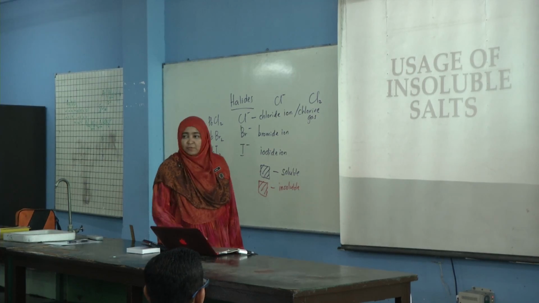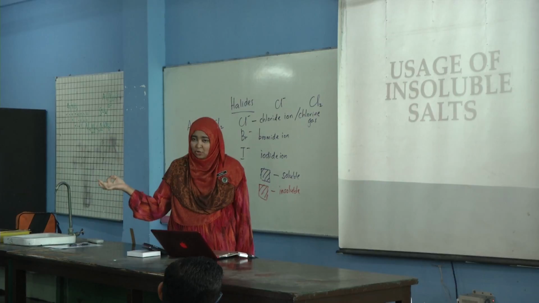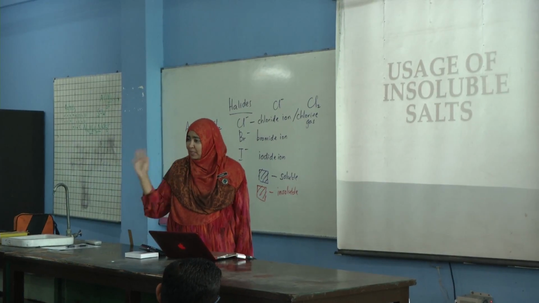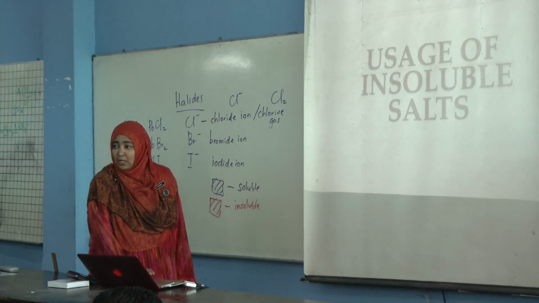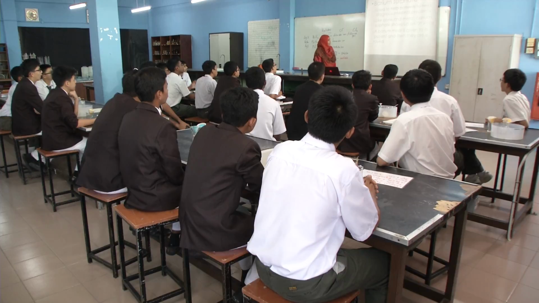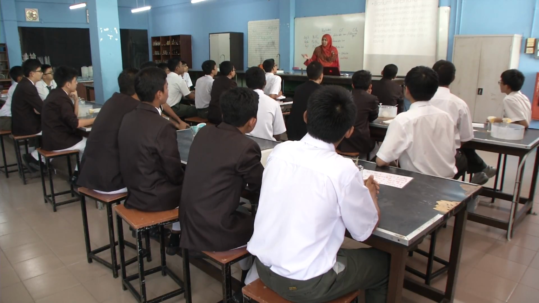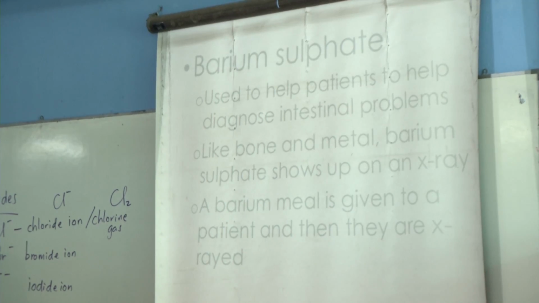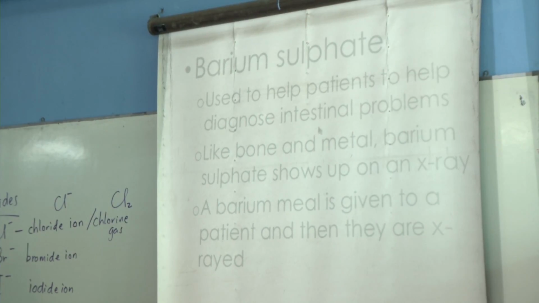Now, most of the salts that you studied, we have soluble salts and insoluble salts. Soluble salts have plenty of uses, but the usage for insoluble salts is very limited. For example, we have barium sulfate. Did any group get barium sulfate just now? No, right? Barium sulfate is a white salt. It is used to help diagnose intestinal problems.